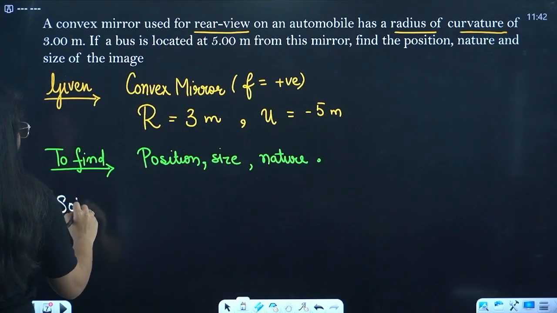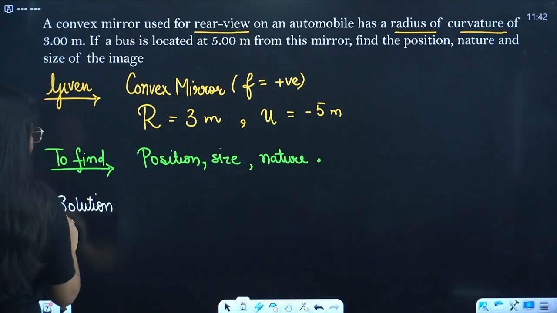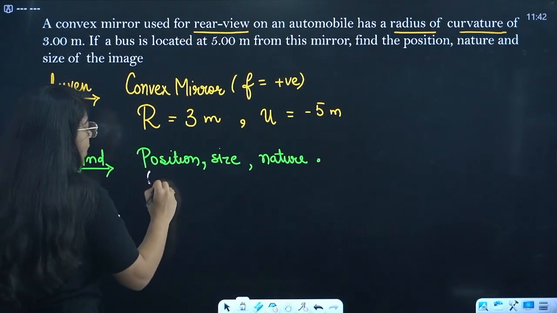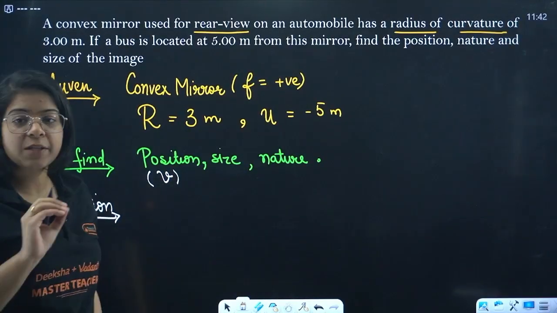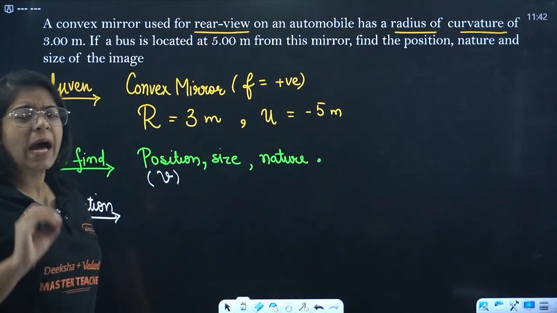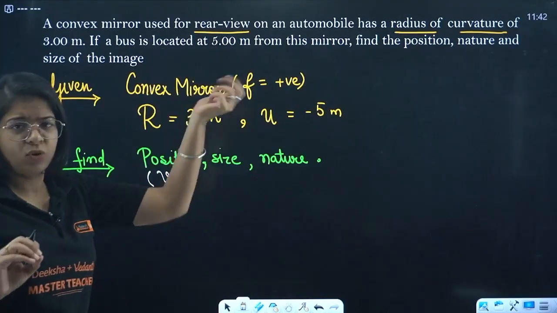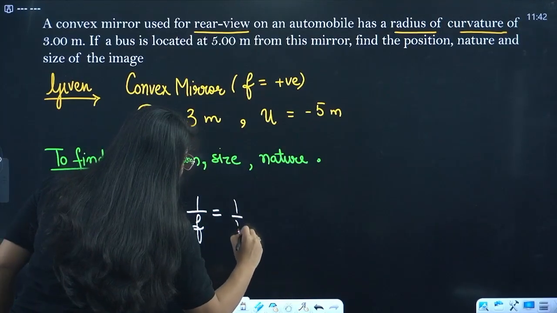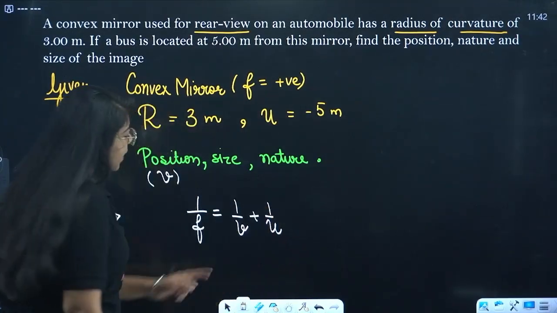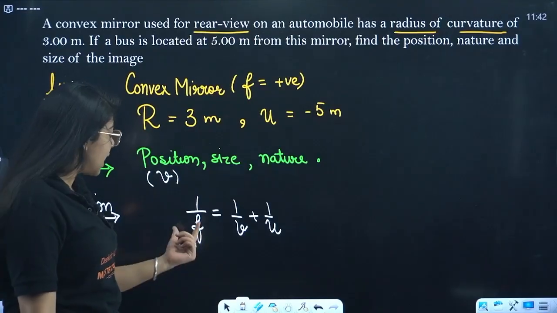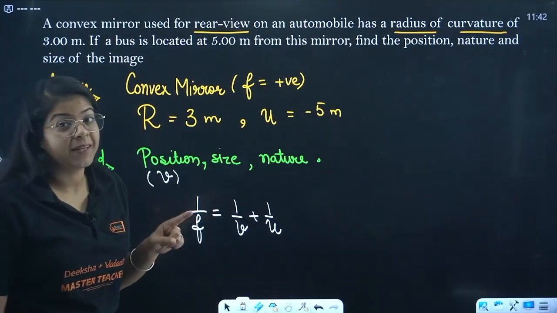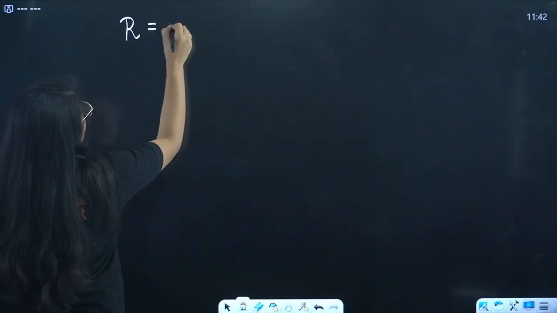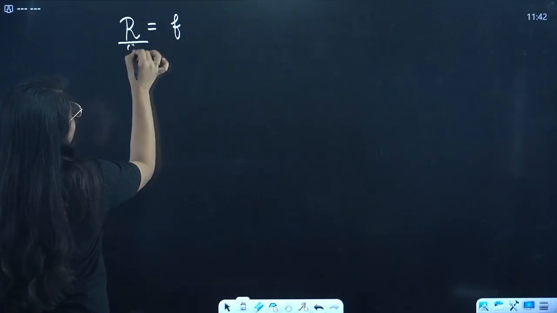Now, beta, talking about the solution, what is the first thing? How do you approach this question? Okay ma'am, we have to find the position. Now position is what? Position is your V, it is depicted by V. Okay ma'am, now I know the mirror formula we just studied, that is 1 by F equals 1 by V plus 1 by U. Ma'am, I have U, I want to find V. I don't have F, but I do have radius. So that means, ma'am, I know focal length is half of the radius, right?